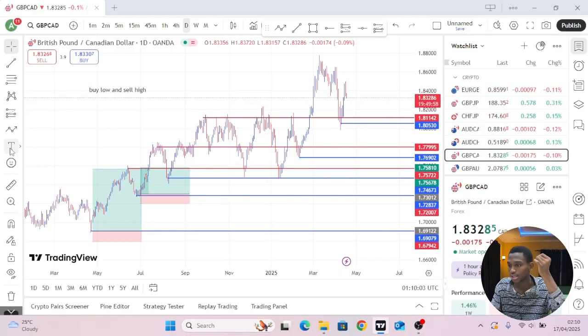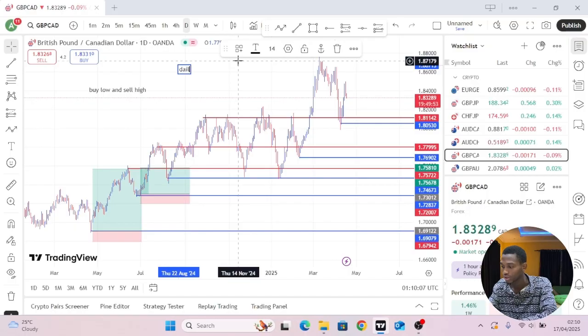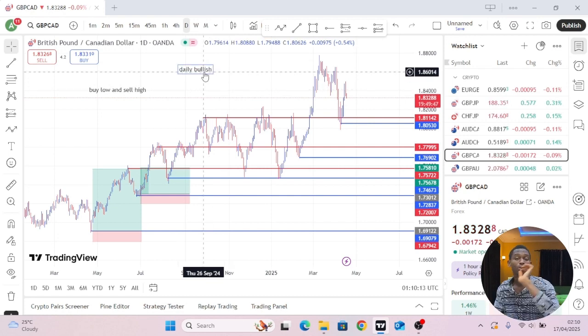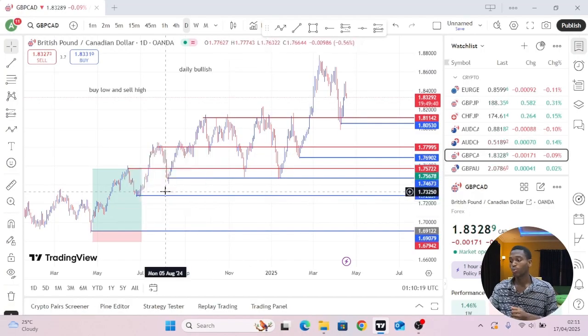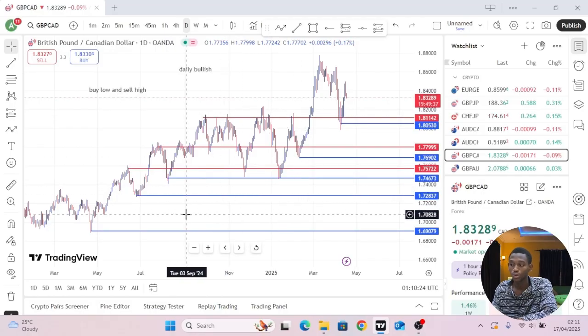Let me write that down. So the daily is bullish, right? We already know that the daily is bullish. Now, if the daily is bullish, how about other pairs or other time frames rather? We're not going to be needing this, so we're going to delete it. And also all these red lines, we're not going to be needing them.